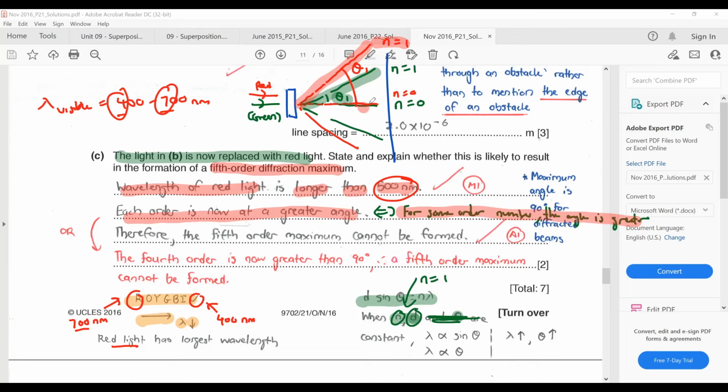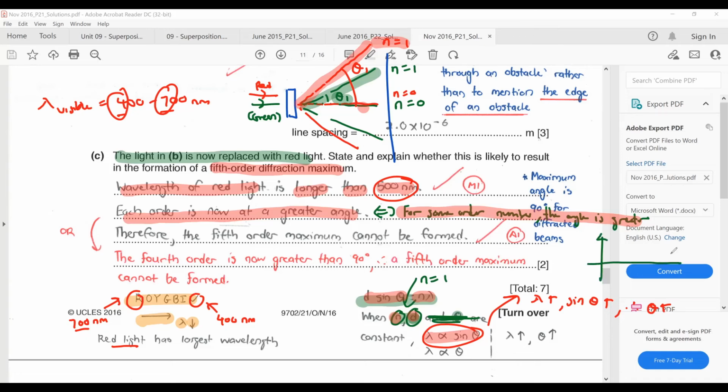For second order, you see that red light is even further. For third order, you see that red light is also still further. Okay, so the way to look at it is by looking at this. All right, d sine theta equals n lambda, n and d are constant. That means lambda is proportional to sine theta. If your theta increases, your sine theta increases. Therefore, theta also increases. The way I look at it for my graph is this.